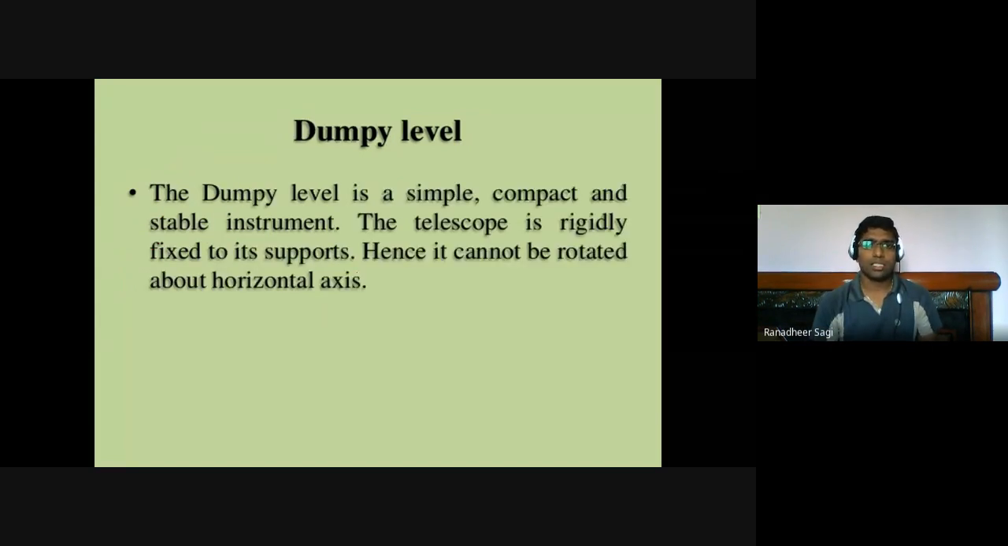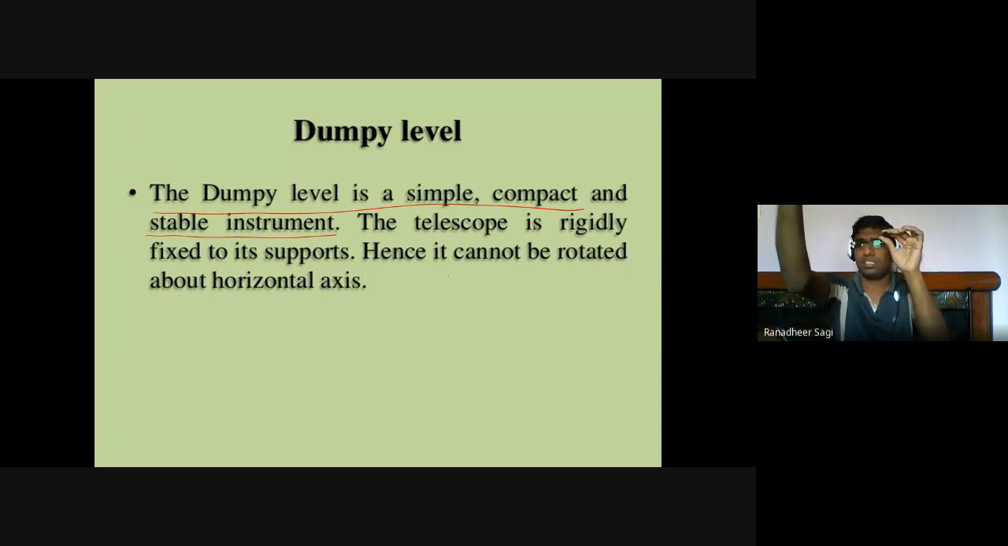Now, what does this dumpy level mean? Dumpy level is nothing but a simple leveling instrument. It is a simple, compact, and stable instrument which is very handy, which can be carried anywhere without much difficulty. In the case of dumpy level, you will be having a telescope through which you are going to have your vision to focus the leveling staff which is placed at any point. The telescope is rigidly fixed to its supports.